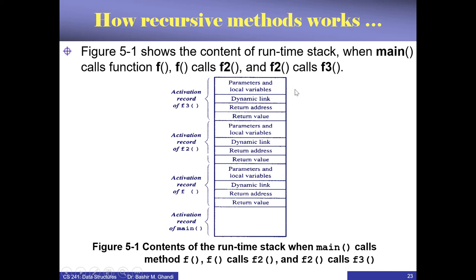This is what happens. When we have finished executing method F3, the activation record for that will be deleted, and the system is going to go back to method F2. How do we continue executing method F2? No problem, because we now have all the information we need to continue the execution of method F2, and so on and so forth. So this is basically how the runtime system keeps track of the execution sequence.